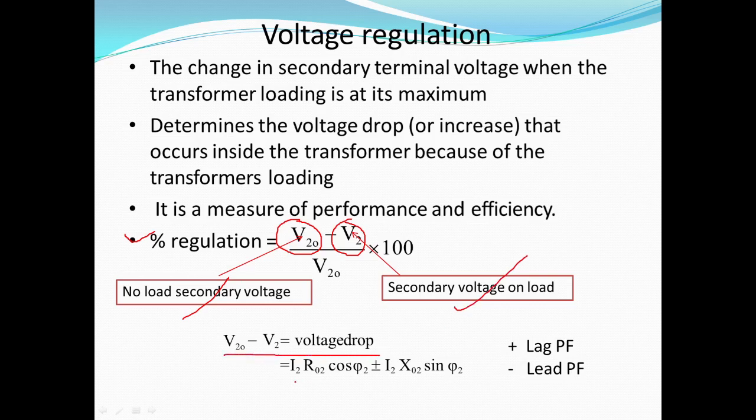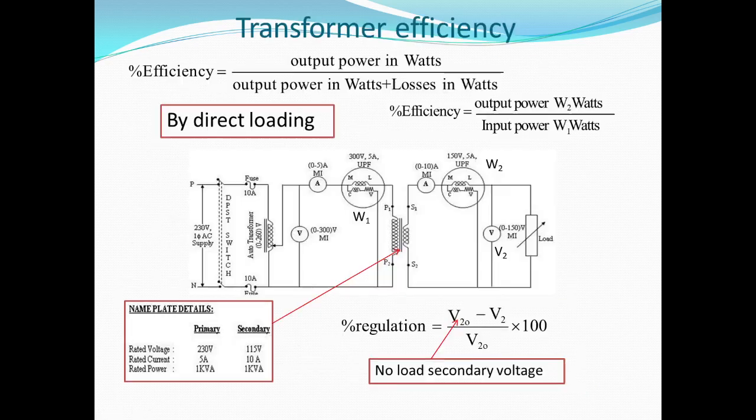It is already derived as I2 R02 cos phi 2 plus or minus I2 X02 sin phi 2. The plus symbol is used for the lagging power factor load and the minus symbol is used for the leading power factor condition.